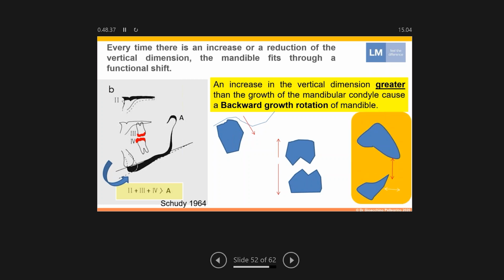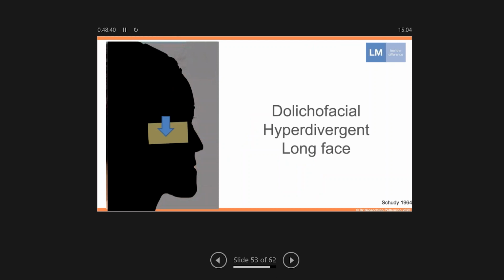And this event is connected with the development of another kind of structure in the face. And at this point, we can see that the four boxes have a relationship between each other that is completely different. And this will create an increase in the vertical dimension, an increase that is very difficult to manage. And we can define this direction of the growth as long face, or hyperdivergent structure, or dolichofacial structure.